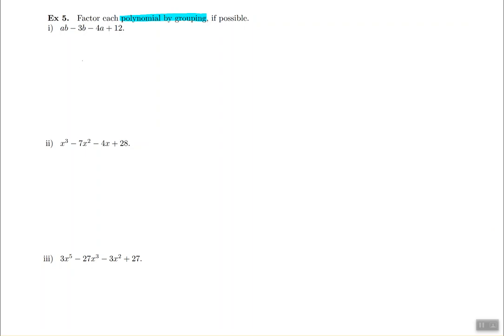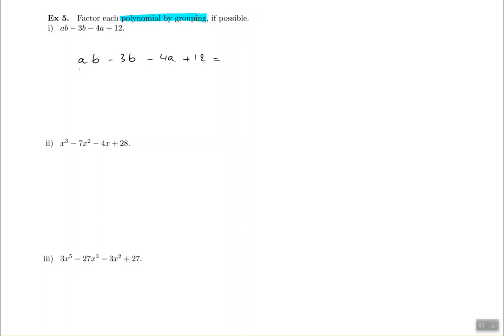So for example, in the first one, we have ab minus 3b, so far that's 2 terms, negative 4a plus 12, that's 2 additional terms. So the total number of terms is 4. So this is an even number of terms. So that means we can try to use the factoring by grouping. Now keep in mind again, before you try to factor by grouping, you want to try the GCF method. So look for if all the terms in the problem have something in common, which they don't in this case.